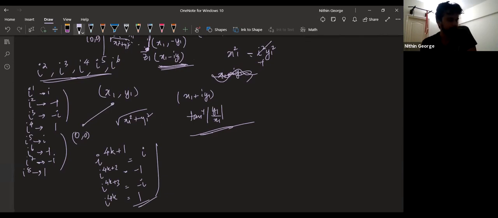And then, you know for real numbers that a square plus b square equal to 0. What does that mean?